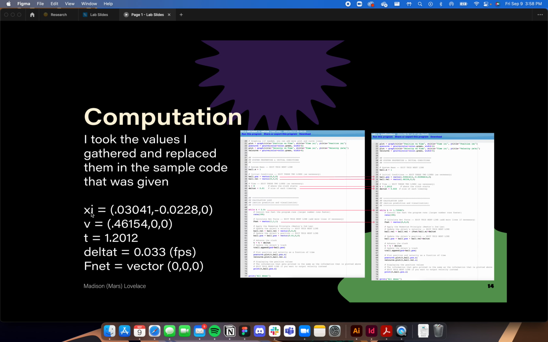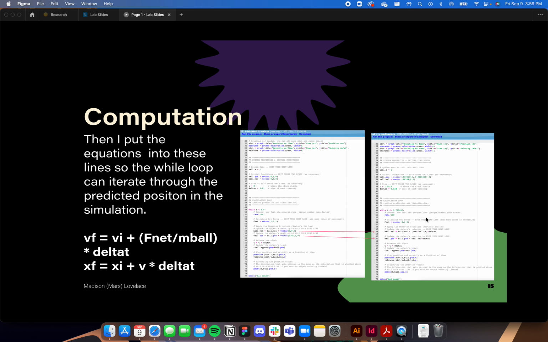I took that initial position, that slope as the constant velocity, the initial time, and the delta t, which is 0.033, the frame rate of Tracker, as well as the knowledge that if it's moving at a constant velocity, the Fnet will be 0, and plugged that all into my duplicate of the starter code. I put those equations I derived earlier into the code as well, so that when it runs through the while loop, the position of the ball in the simulation will update over time.